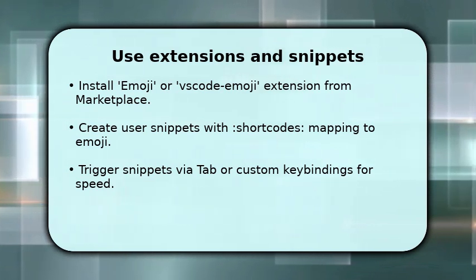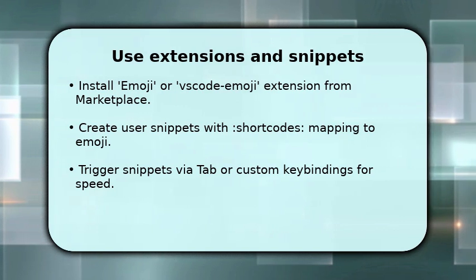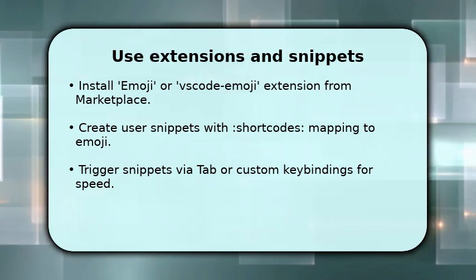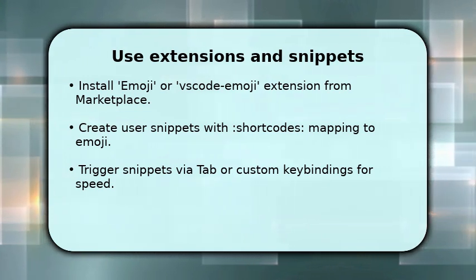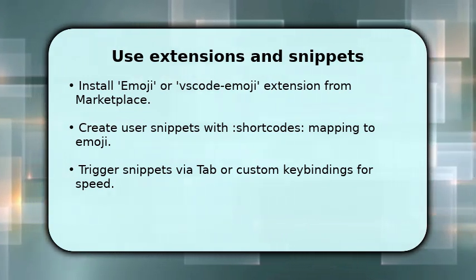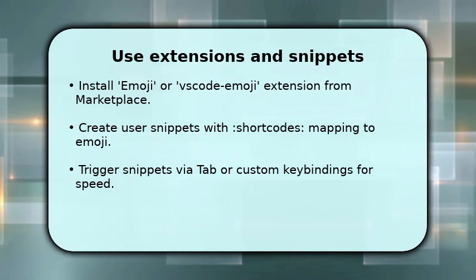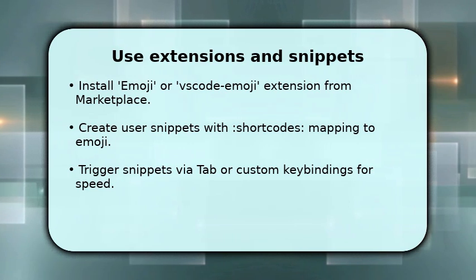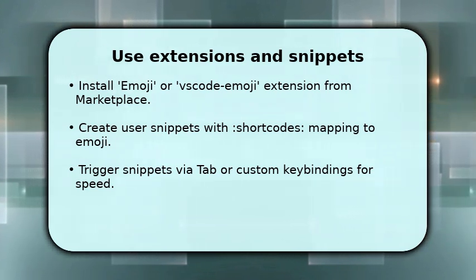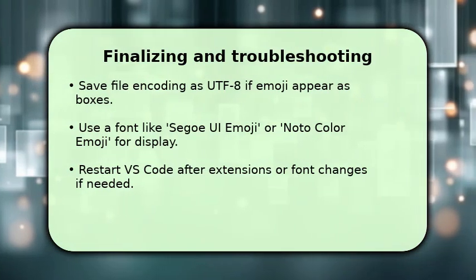Alternatively, create a user snippet file mapping shortcodes to emoji so typing rocket plus tab expands to rocket. This reduces context switching. Make sure snippet scope includes the languages you edit so expansion works where you expect. Finish by ensuring your file uses UTF-8 encoding. This prevents replacement characters and makes emoji portable.